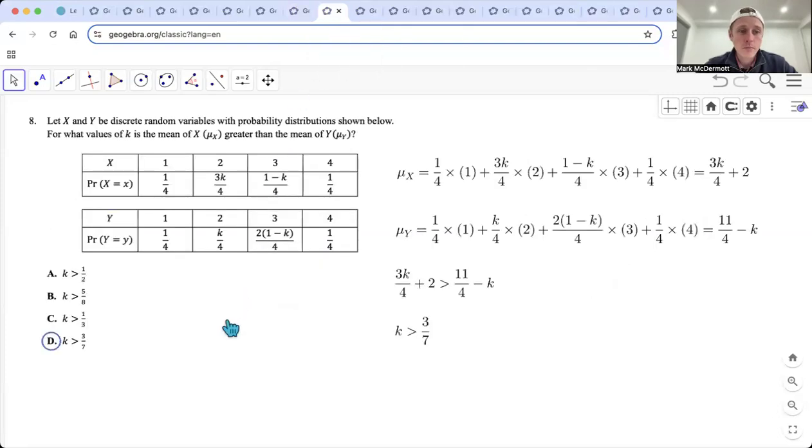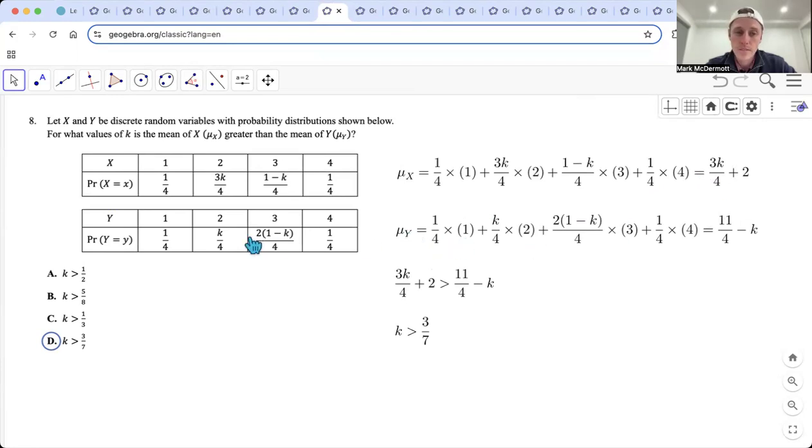I liked that one. Okay, let x and y be discrete random variables with probability distribution shown below. For what values of k is the mean of x greater than the mean of y? Okay, the mean of a discrete random variable is the probability multiplied by the value of the discrete random variable, and then you add them all together. So 1/4 times 1, plus 3k on 4 times 2, plus 1 minus k on 4 times 3, and so on. So that gives you this, and pause the video and read it, but put that in your calculator, you get 3k on 4 plus 2.